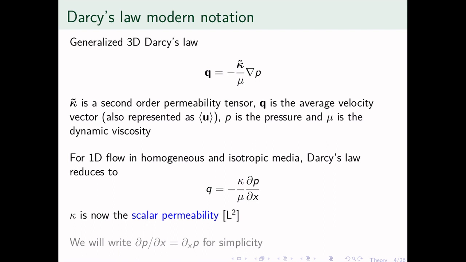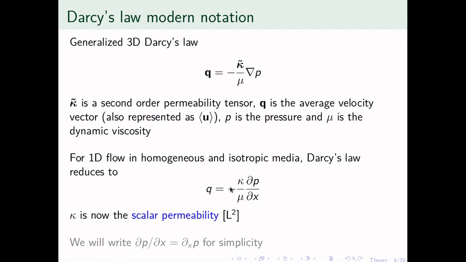So the main component of the models for modeling saturated flow in porous media is Darcy's law. Here you have the generalized form of Darcy's law in 3 dimensions. In all forms, you have an average velocity vector, a pressure gradient, and the coefficient for this relationship between velocity and gradient is the permeability. Kappa tilde here is a permeability tensor, and mu here is the dynamic viscosity of the fluid.